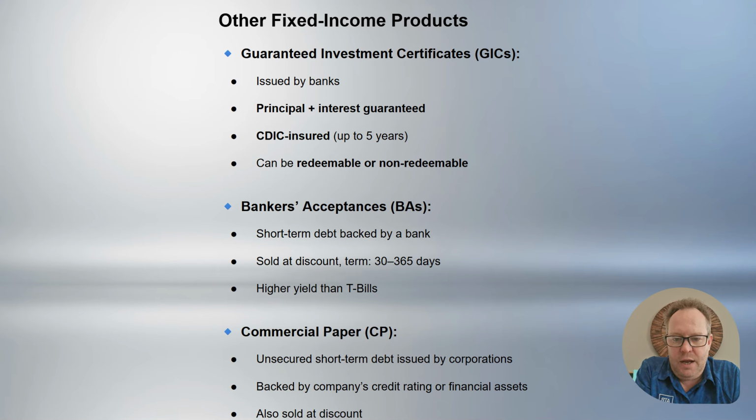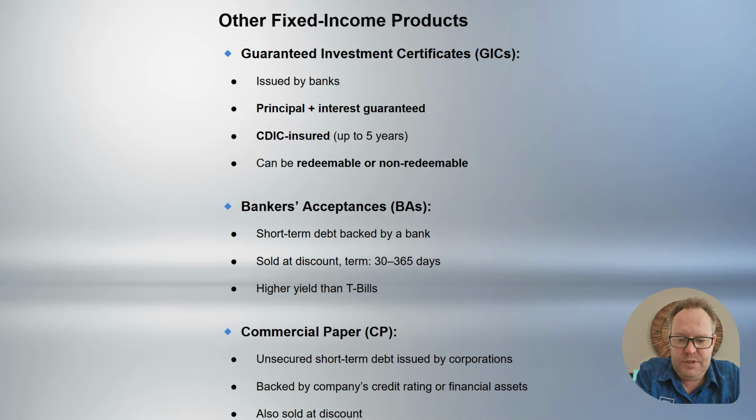Another type of fixed income product is bankers' acceptances, BAs. That is very similar to a T-bill issued by governments, but it's issued by banks instead. It's a short-term version of a certificate. And again, just like a T-bill, it's sold at a discount and matures at a higher amount. The difference between what you bought it for and what you get back is your interest.